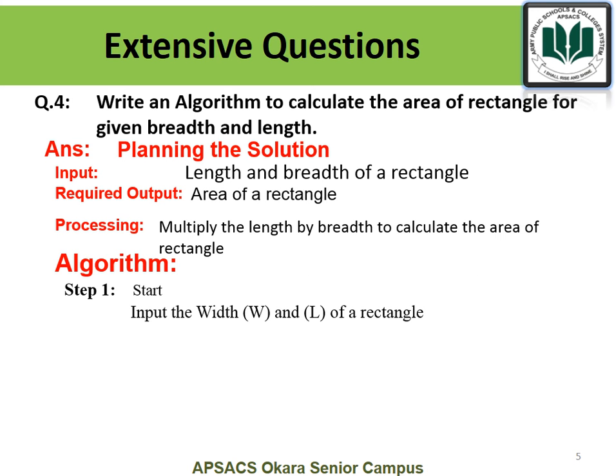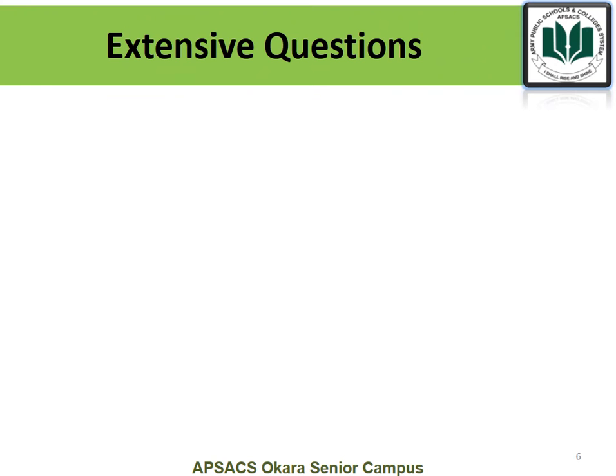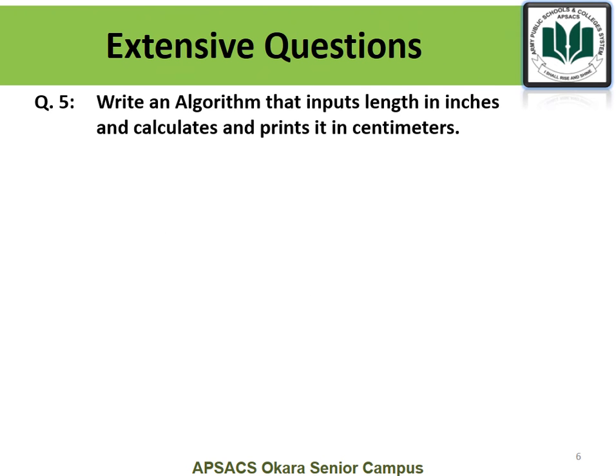Again, let's start. The problem has the input variables length and width. For step number 2, calculate the area A by multiplying length with the width. Area is equal to length asterisk w, which means length multiplied by width. So step number 3 will be output area, and step number 4 will be stop. So simple a problem, easily understandable. Now move forward to question number 5.